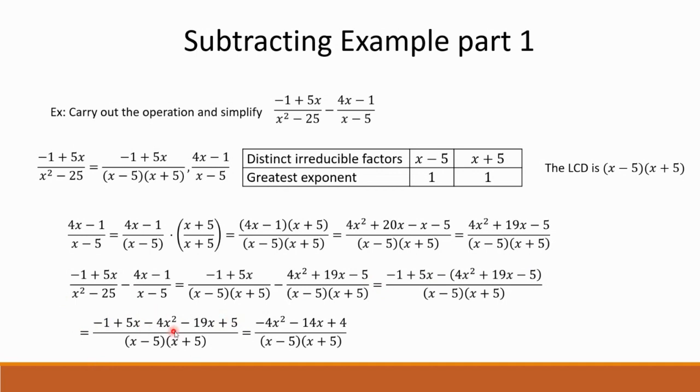Then, combining like terms in the numerator, such as -1 and 5, that's where this 4 came from. We have minus 4x squared. There's only one x squared term, so we leave that alone. We have 5x minus 19x, which is minus 14x. So altogether, we get this. And are we done? Not yet. We have to simplify.